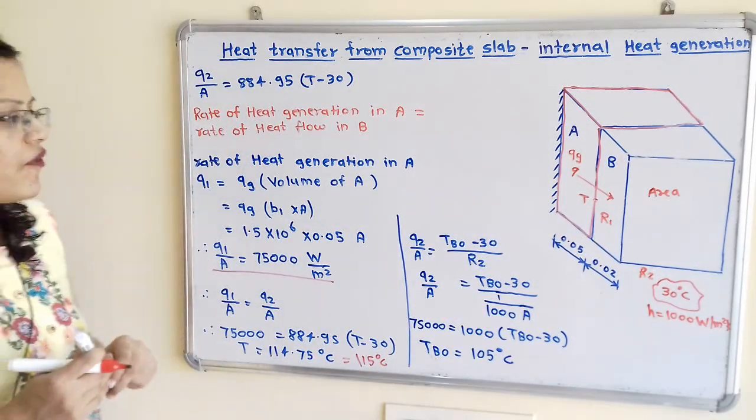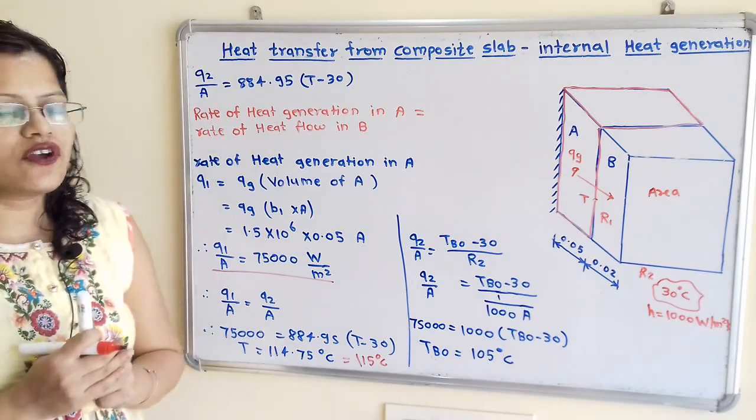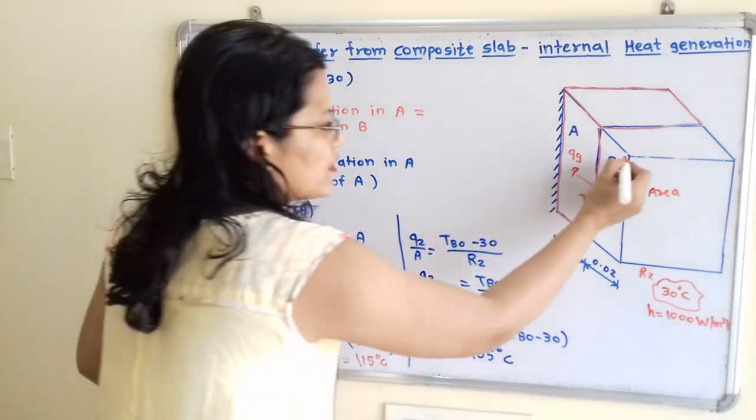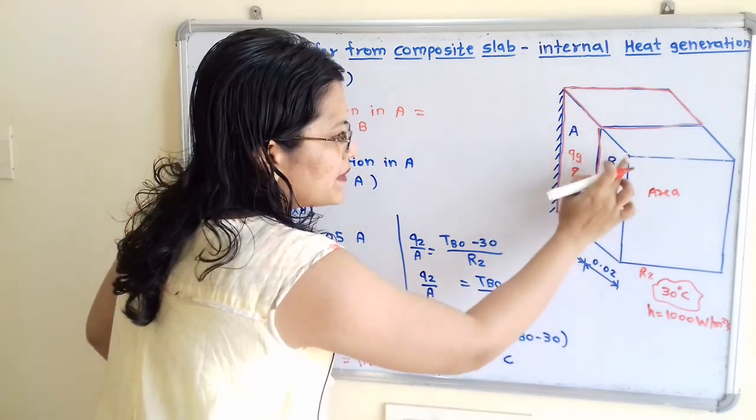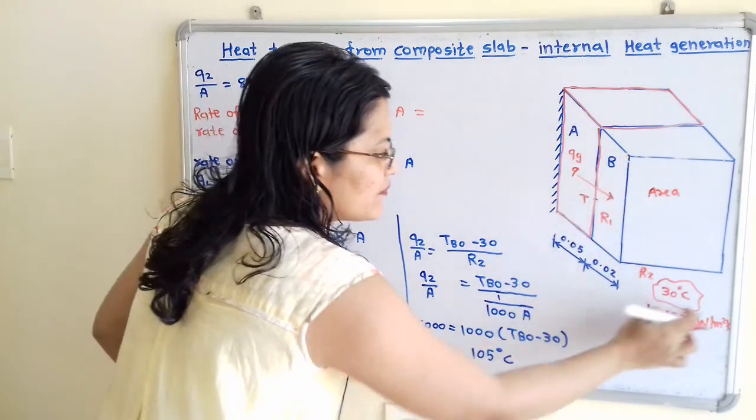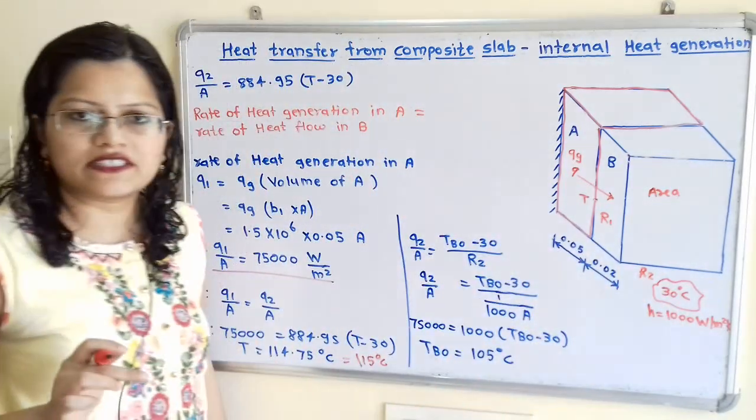Now we will move on to the calculation of the temperature at the outer face of B, where this composite material B is interacting with the water at 30 degrees Celsius.